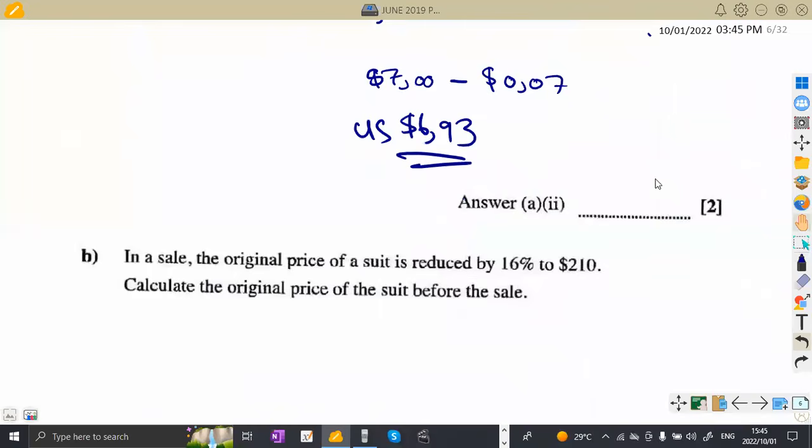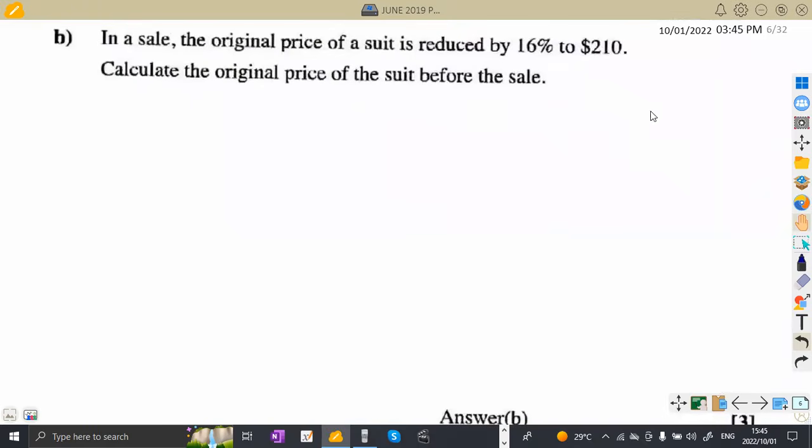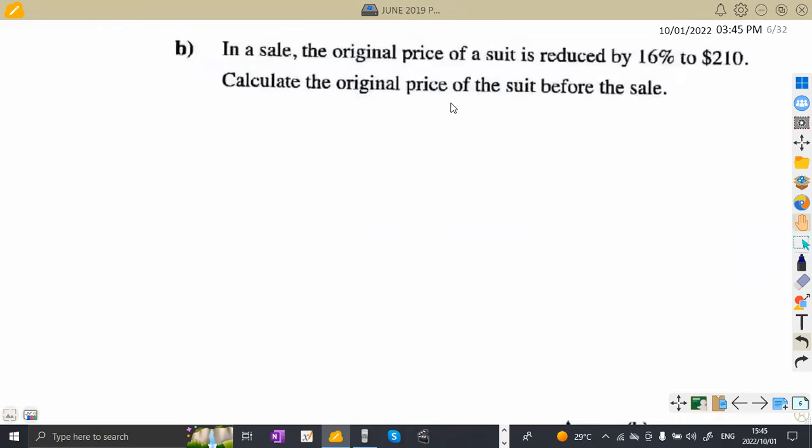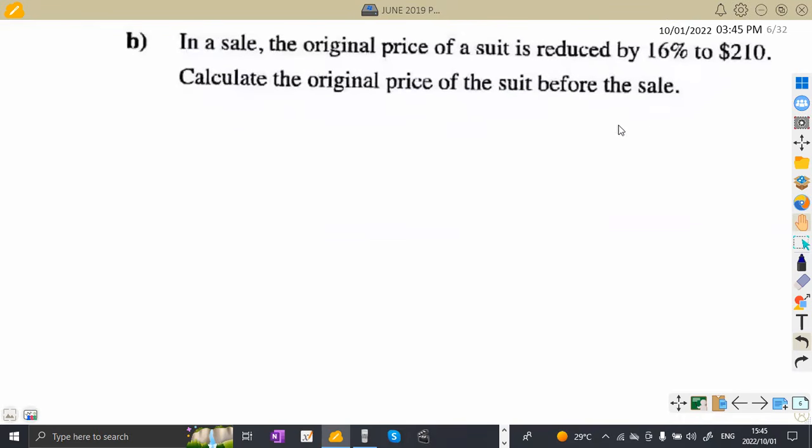So many ways, actually. Okay, B: in a sale, the original price of a suit is reduced by 16% to $210. So here we are given a condition of a suit which was reduced from its original price to $210. Calculate the original price of the suit before the sale. So this is the question. What is it before the sale? Remember, when there's a sale, if there is a reduction, you subtract.